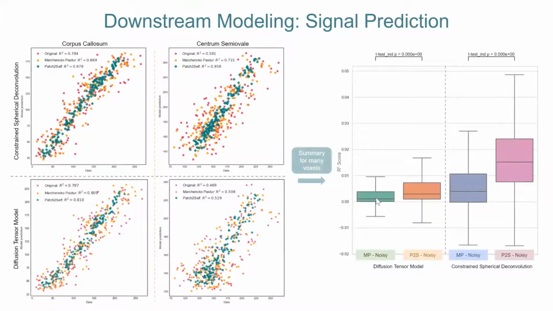So this summary is showing the improvement in fitting. For each, we have seen how much the R-squared improved after denoising. So this is MPPCA, how much did it improve the R-squared after denoising the data? And this is how much Patch2Self improved. So as you can see, MPPCA also does give some improvement, but Patch2Self does a lot better.